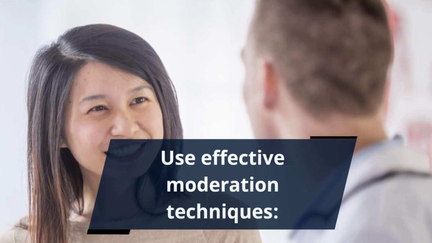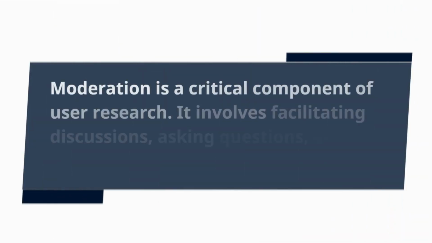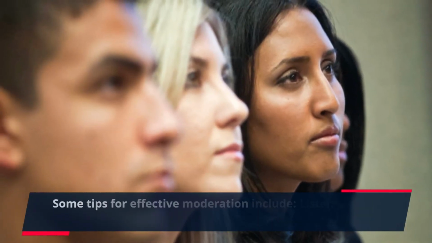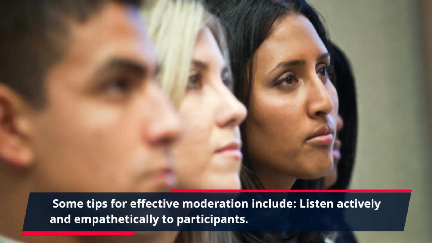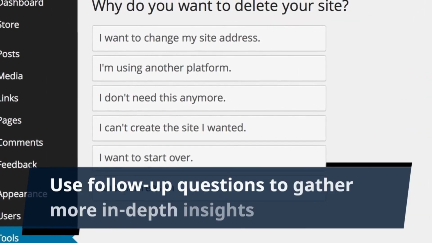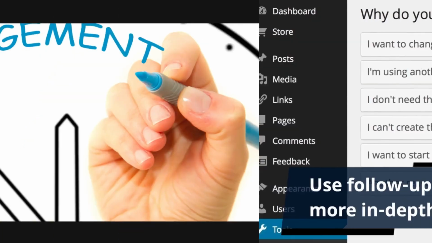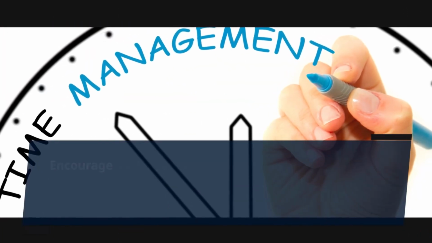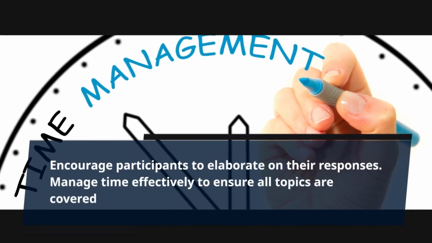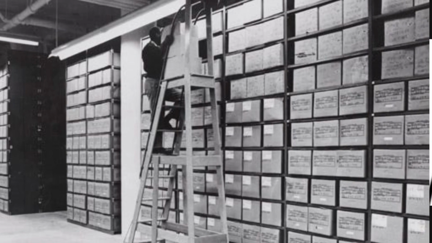Use effective moderation techniques. Moderation is a critical component of user research. It involves facilitating discussions, asking questions, and managing the flow of the research. Some tips for effective moderation include: listen actively and empathetically to participants. Use follow-up questions to gather more in-depth insights. Encourage participants to elaborate on their responses. Manage time effectively to ensure all topics are covered.